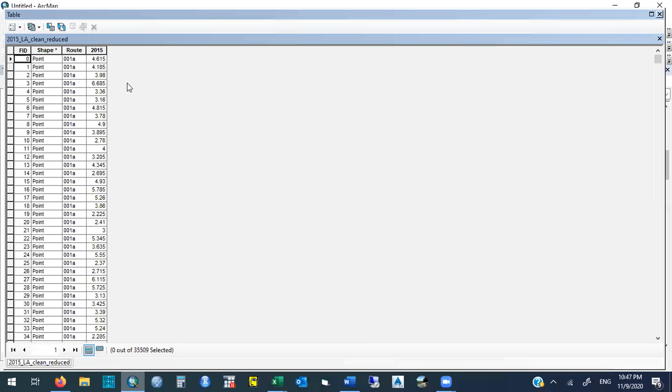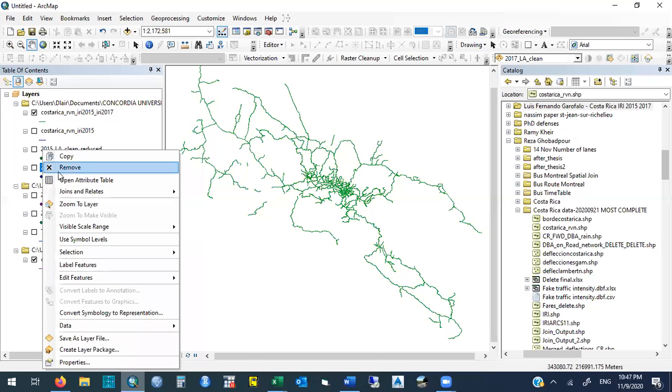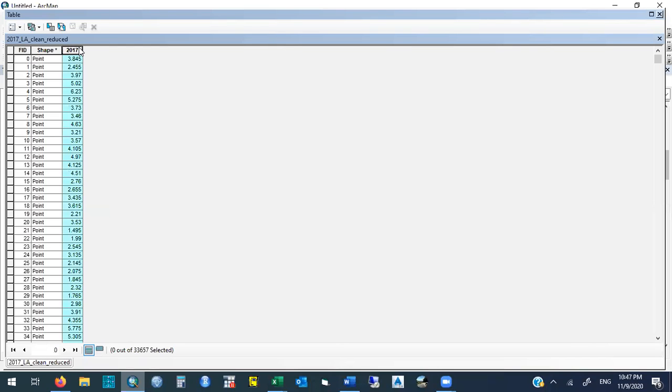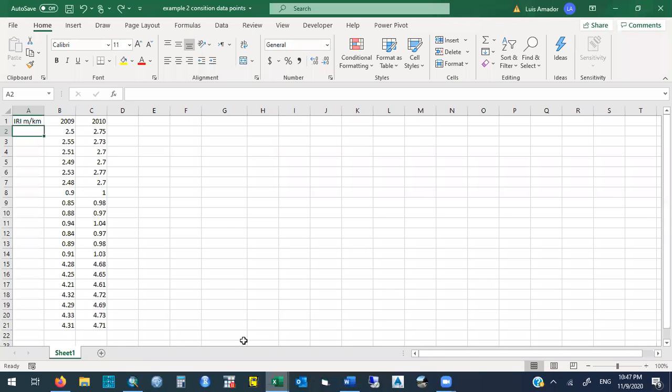For each of them, we have roughly 35,000 points. So you have here all your segments and the values of roughness for a specific year. This is the result of data collection. You have the same for the other year, 2017. So we are trying to create a performance curve out of this. On a typical performance curve, when you have two points in time, it's not possible. You cannot do it. But there is one method that we can utilize.